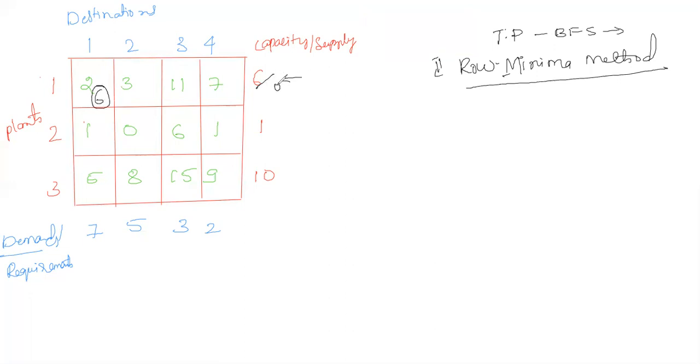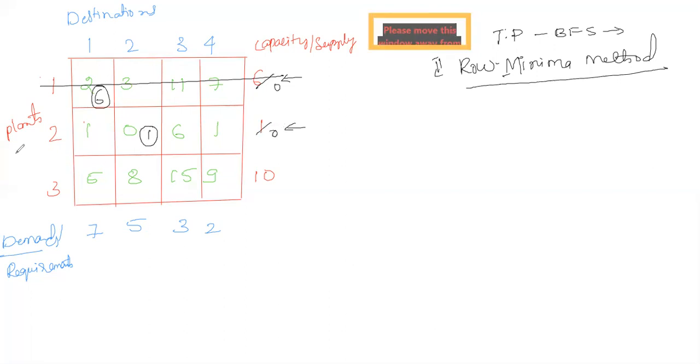Now 6 becomes 0. Whenever the capacity or the demand becomes 0, that particular row or column will be satisfied. Okay, this is how it will be satisfied. Now select the second row. In the second row, what is the minimum value? 0. Here the demand is 5, but the supply is only 1. The meaning is we want more products, but the plant cannot supply so much, it can supply only 1. So we have to select only what is available. This becomes 0. So now cancel this.